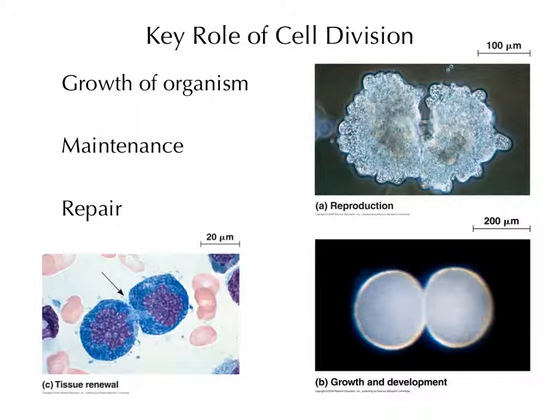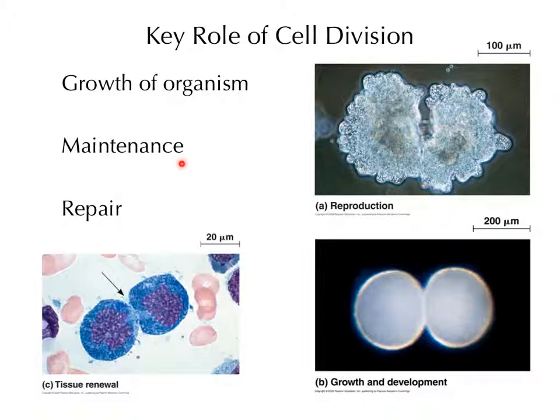Organisms need to undergo cell division for a number of reasons. Three big ones are the growth of the organism. Multicellular organisms all start as fertilized eggs, which are single cells, and those need to be able to divide to make identical copies of the cells in order to make a multicellular organism.